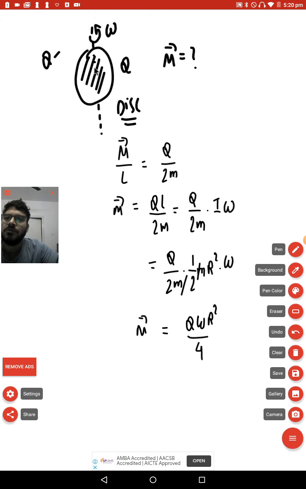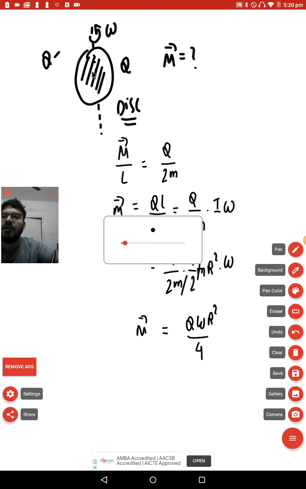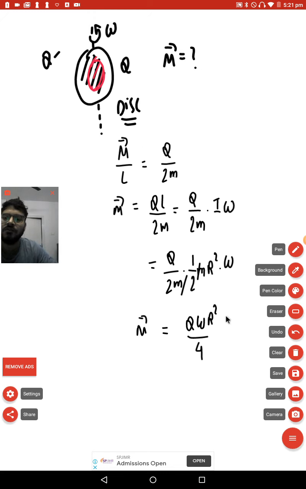Another way would have been to take a small section of this disk and imagine a small element here, find the magnetic moment due to this small element and then integrate it over to get that. But an easier method is to find the magnetic moment in this manner. So I hope the relation between magnetic moment and angular momentum is clear.